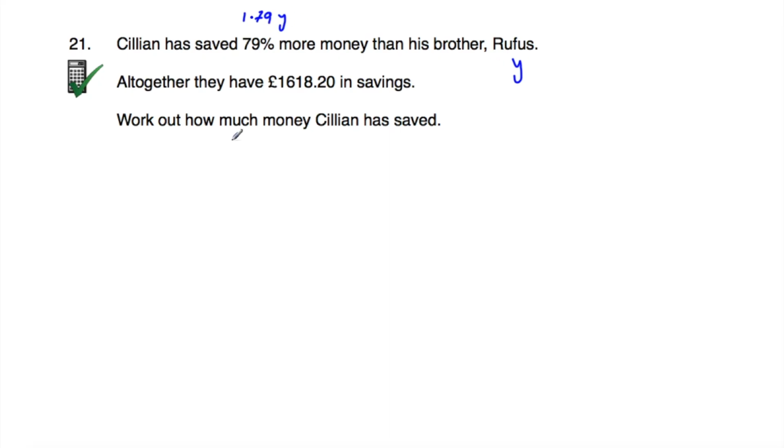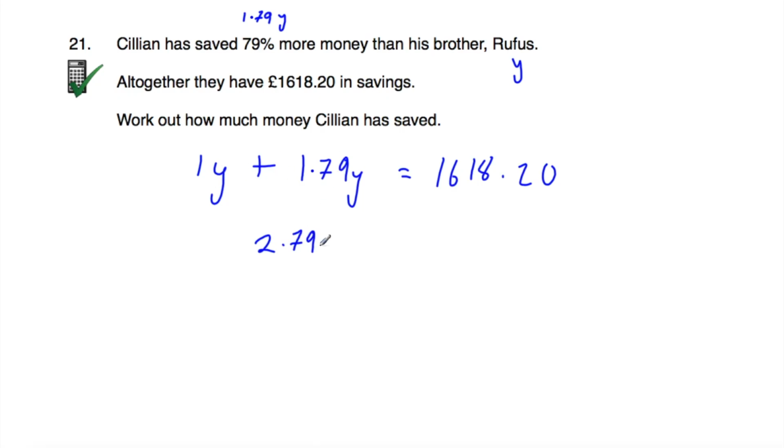So we've got Rufus's amount of money, Y. We've got Killian's amount of money, 1.79Y, because it's 1.79 times whatever his is. And then if we add them together, altogether they've got this amount in savings. So if we add them together, that would be equal to £1,618.20. Okay, now let's add these together. Now we've got Y plus 1.79Y. Now Y is the same as 1Y, and if we add them together, 1Y plus 1.79Y will be 2.79Y, and that's equal to £1,618.20. So we've now got an equation.